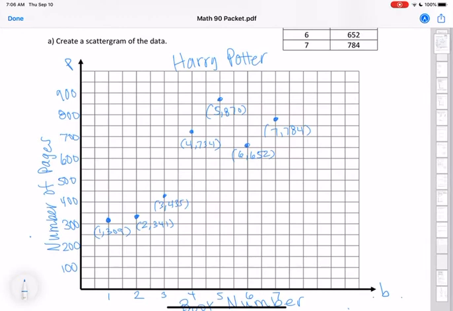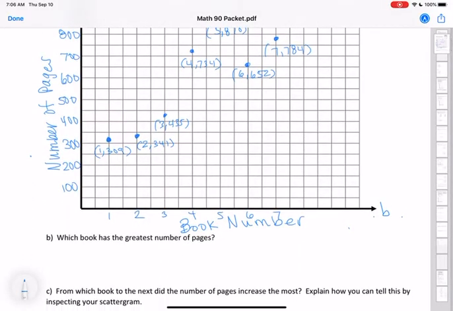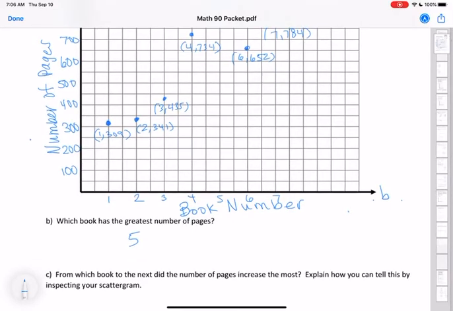So what do you think? I'm sure that you got it. Book number 5 has the highest with that 870 pages. Okay, so we'll put in 5. And now part C, it's a little bit tricky sometimes. From which book to the next did the number of pages increase the most?